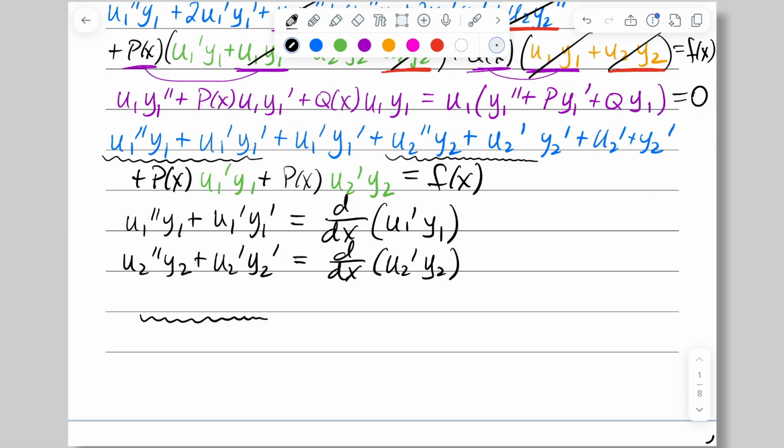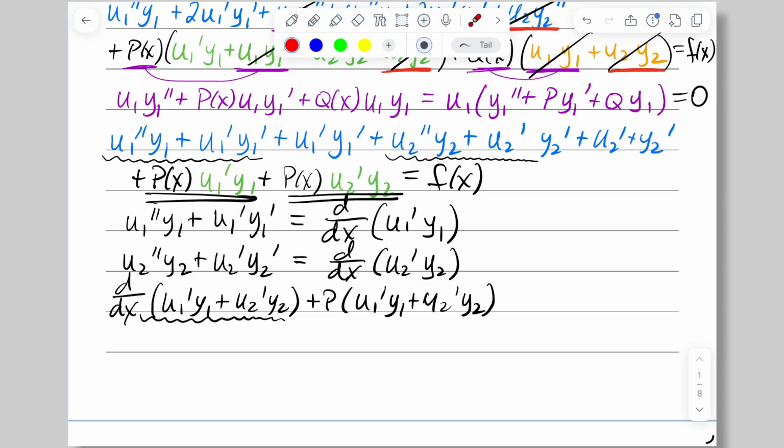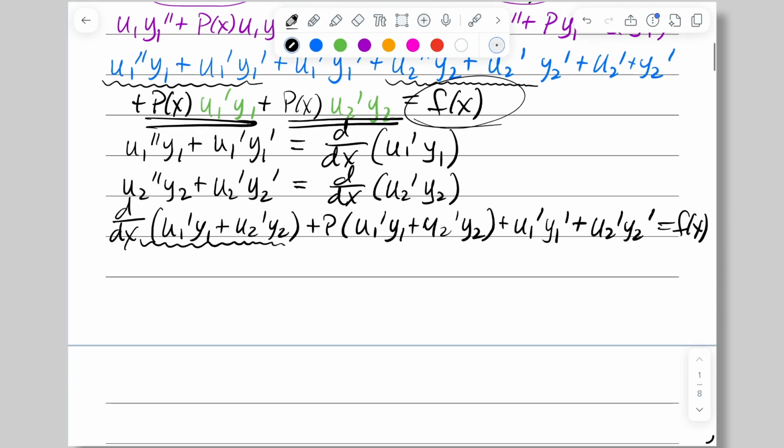the underlined terms can actually be written as the derivative with respect to x of u1 prime y1 plus u2 prime y2, which is kind of interesting because we also have p of x times all that same stuff, u1 prime y1 plus u2 prime y2. And that leaves stuff that's not underlined over here, u1 prime y1 prime plus u2 prime y2 prime, and the right-hand side was, of course, f of x. I know, just hang on for just a bit.